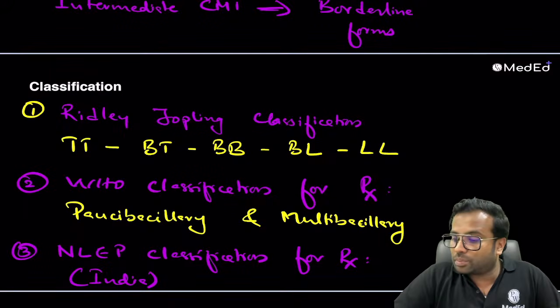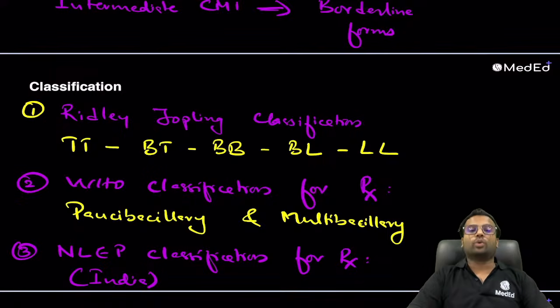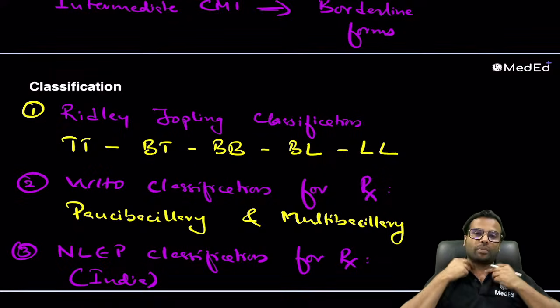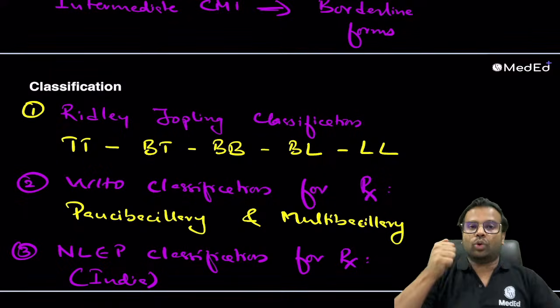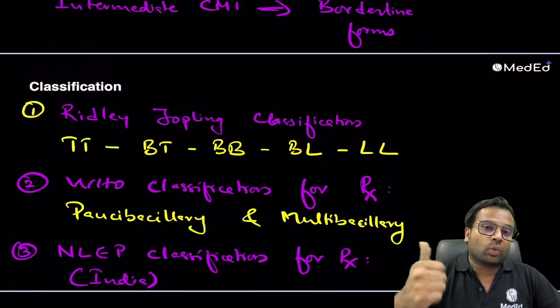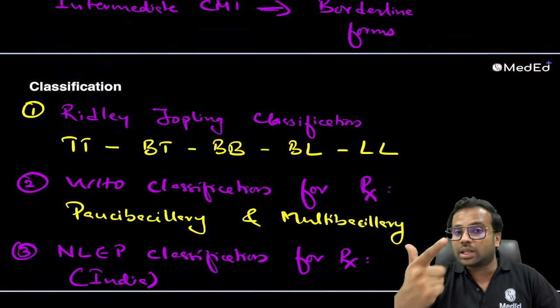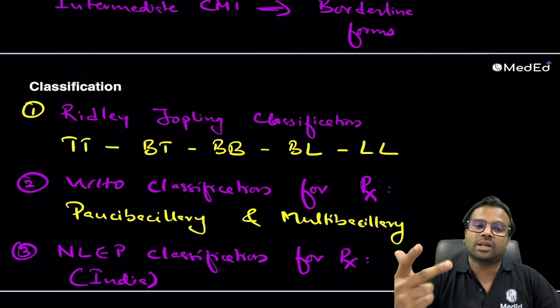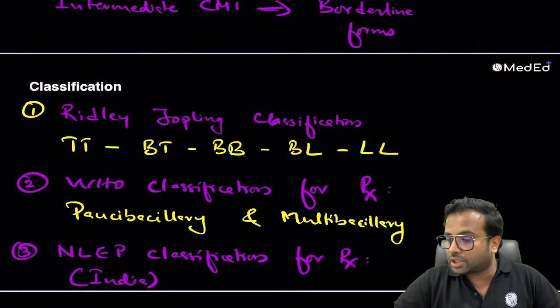Okay? So basically in today's discussion we are going to talk about the leprosy classifications: the Ridley-Joplin, the second one is the WHO classification, and the third one is the NLEP classification, which is used for the purpose of treatment.